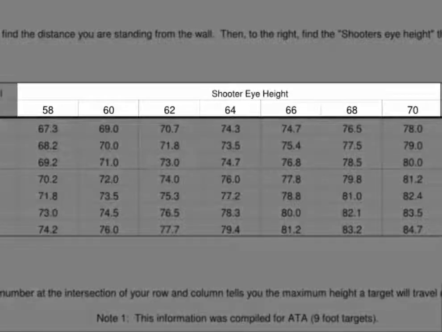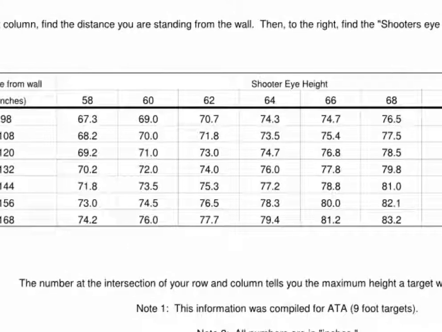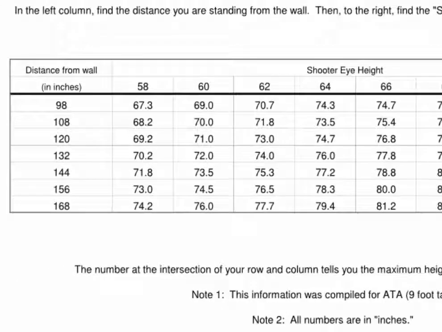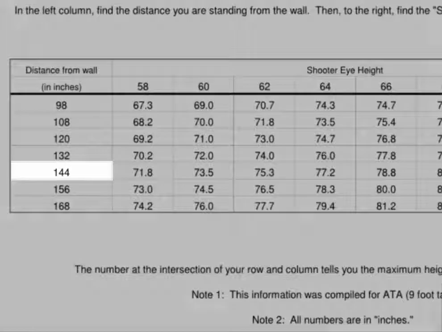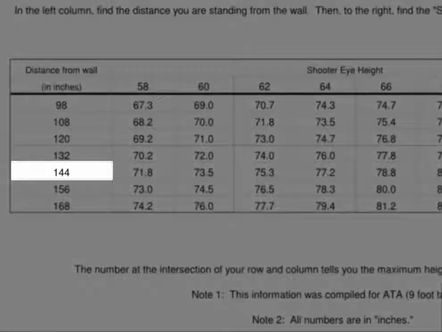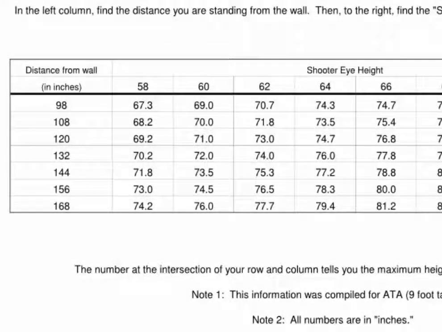So we're going to start on this chart on the left-hand column, and we're going to pick out the distance that you're going to be standing back from the wall, and this distance is in inches. In my example, I'm going to select 144 inches. The next thing I need to answer then is, how tall is the shooter who's going to be shooting on this wall? And we have a range of from 58 to 74 inches.